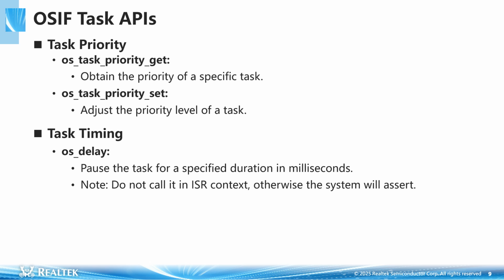To manage task priority, we have OS Task Priority Get and OS Task Priority Set to enable you to obtain or adjust the priority of a specific task. Lastly, we have OS Delay. This function pauses the current task for a specified duration in milliseconds. It's a fundamental tool for creating precise timing in your applications.